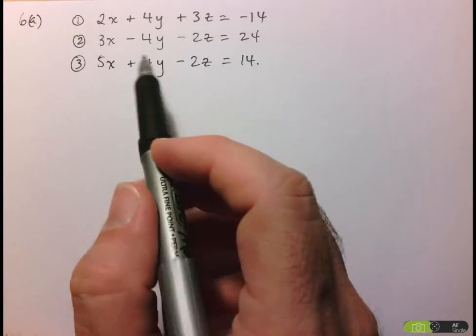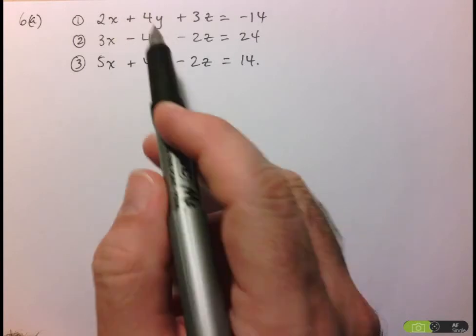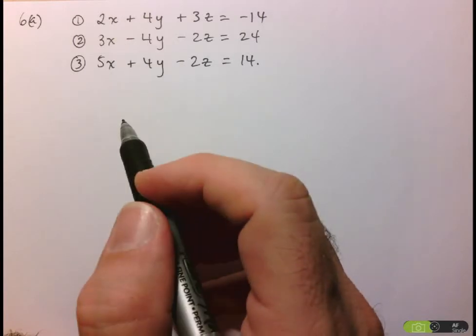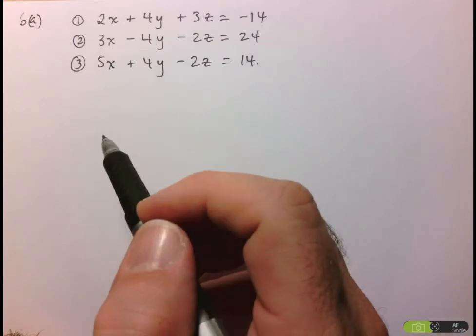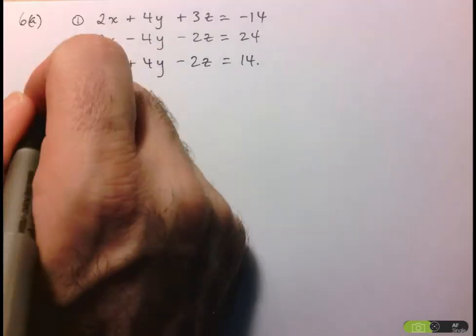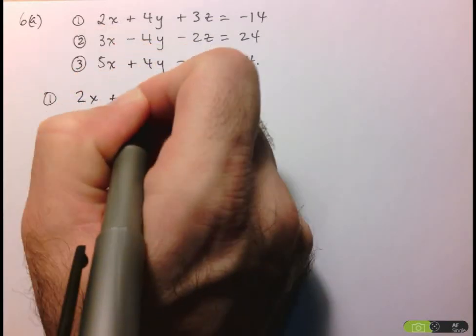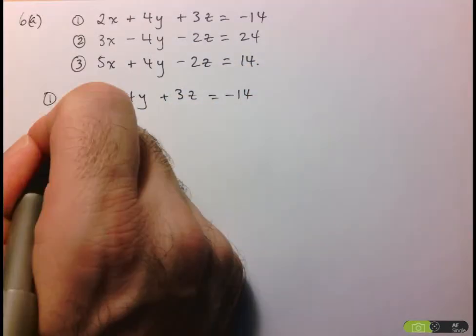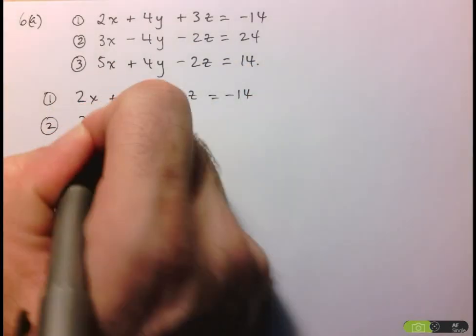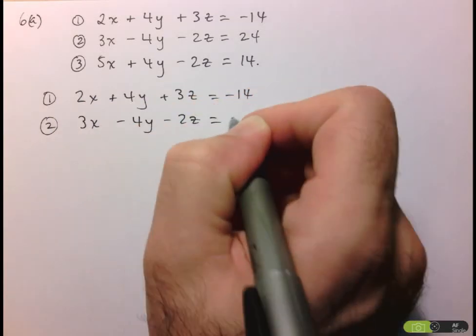I look here and notice that in this column, they all have coefficients of 4 or negative 4. So I think it makes sense to eliminate the y variable in both my pairs. I'll start with equations 1 and 2. Equation 1: 2x plus 4y plus 3z equals negative 14. And equation 2: 3x minus 4y minus 2z equals 24.